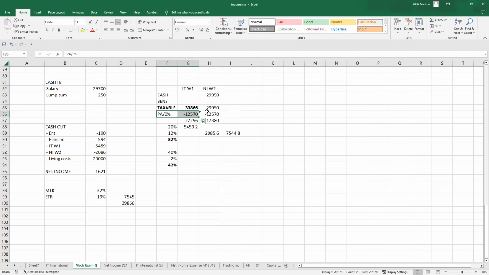You could even do the weighted average calculation, a very long way around of doing it, but to prove it to yourself, some of it's at 0% and some of it's at 32%. So it makes sense that we've come out at 19 because of, you know, 40K of income. We've got this amount at 12.5, and then the rest at 32. Although actually the benefits aren't subject to national insurance. So some of it's at 20 and some of it's at 32. But yeah, that weighted average makes sense there.